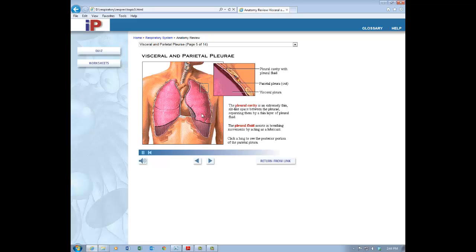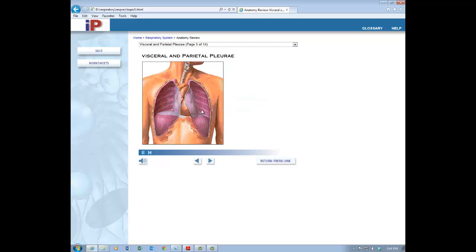Click a lung to see the posterior portion of the parietal pleura. In this view, the lung has been removed to show the posterior portion of the parietal pleura. Recall that the parietal pleura lines the mediastinum, the superior surface of the diaphragm, and the inner thoracic wall.